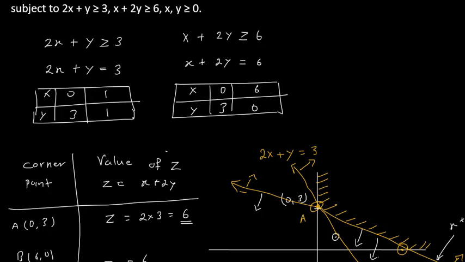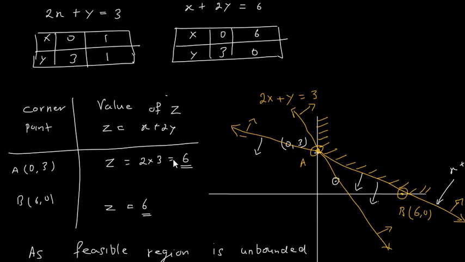When you get the same minimum or maximum value at 2 points, it will be possible at all the points joining those 2 points. So here we have the minimum value between points A and B. At all these points we get the minimum value of z.